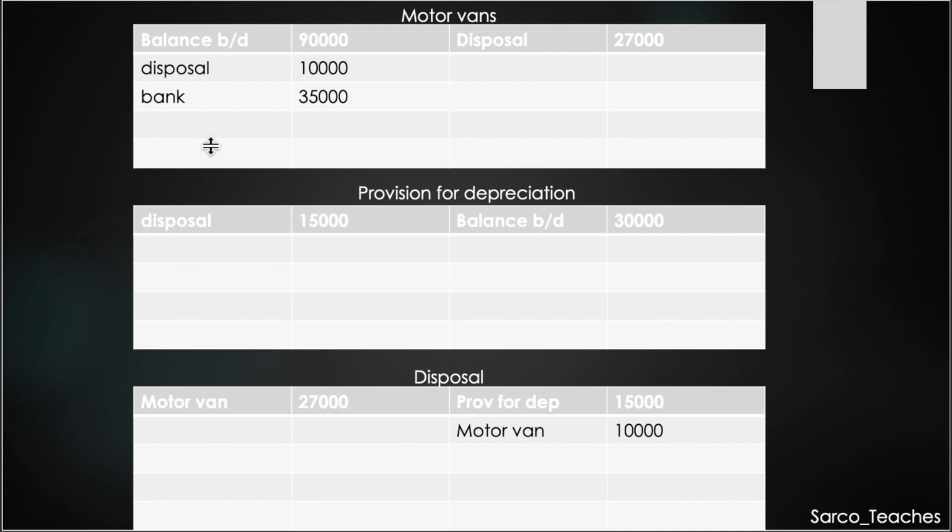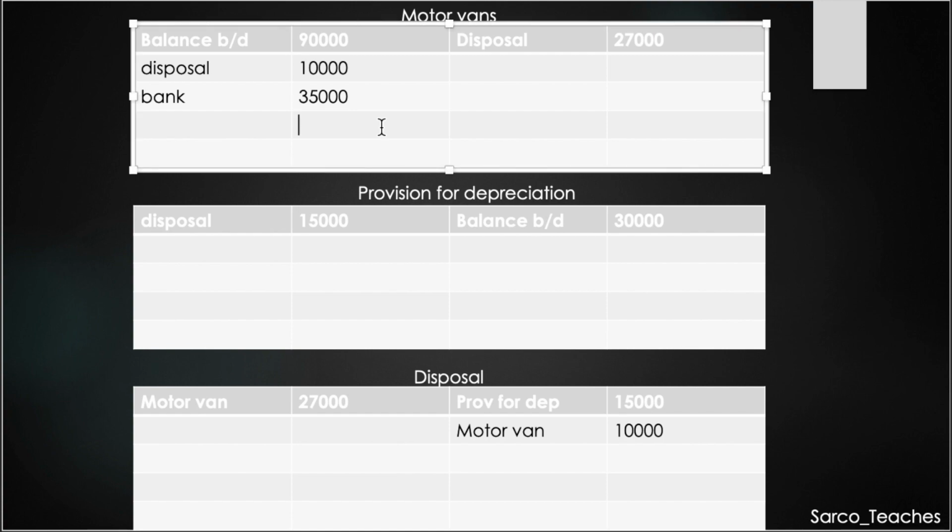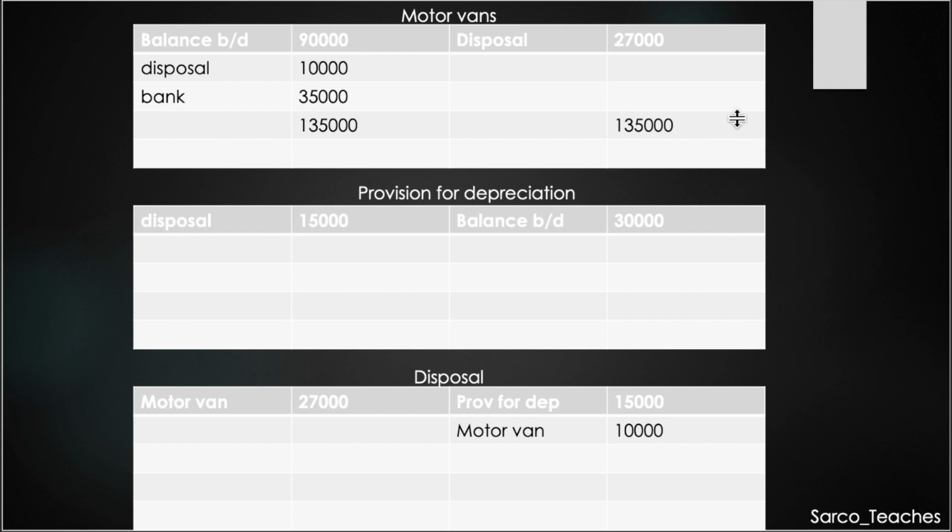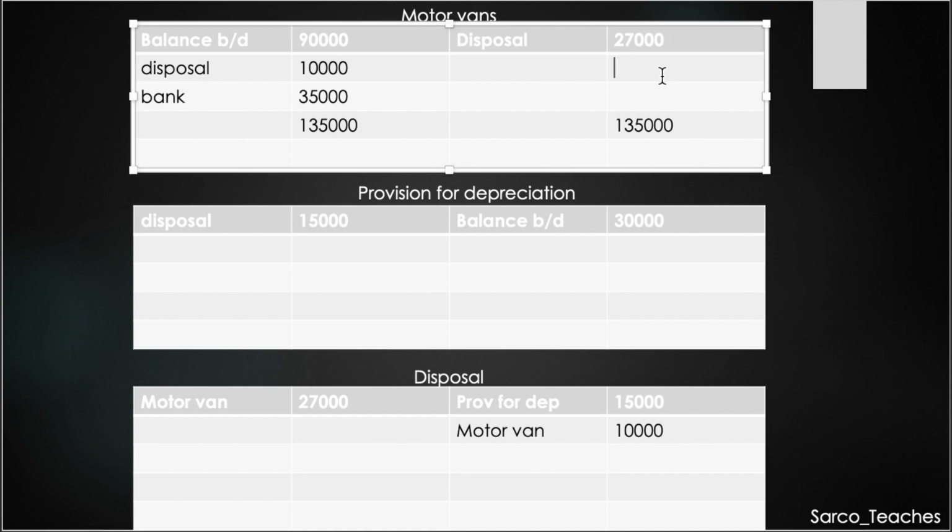So how we do this is we total up the debit side of the motor vans, which equals 135,000. So you write 135,000 on both sides. Whichever side has the most amount of money, we write that amount. In this case, it was the debit side, it's 135,000. So you write both of them. And then to balance them, we need to write an amount on the credit side.